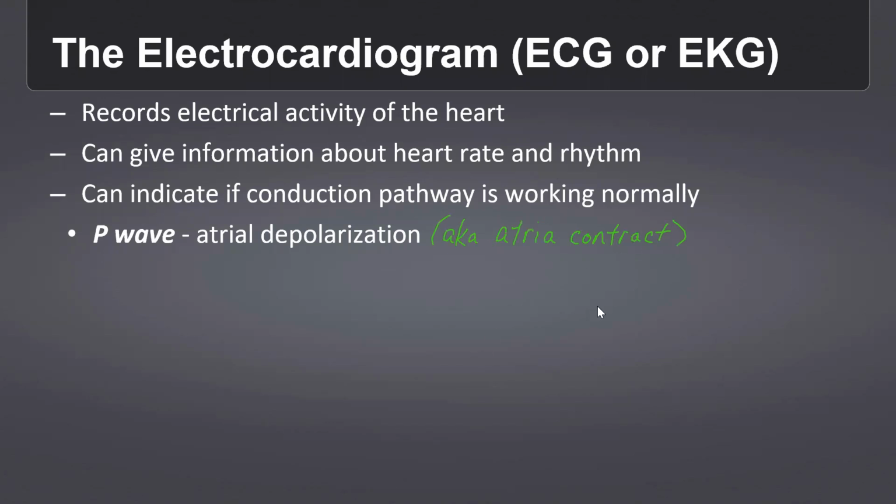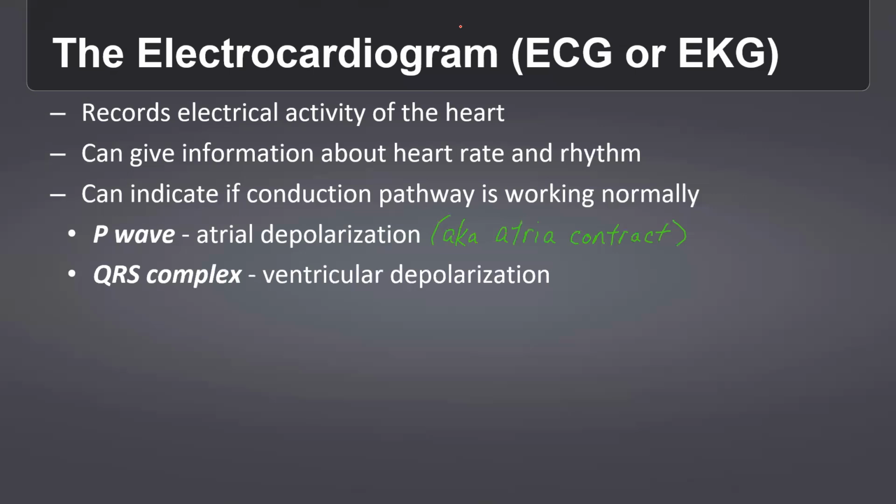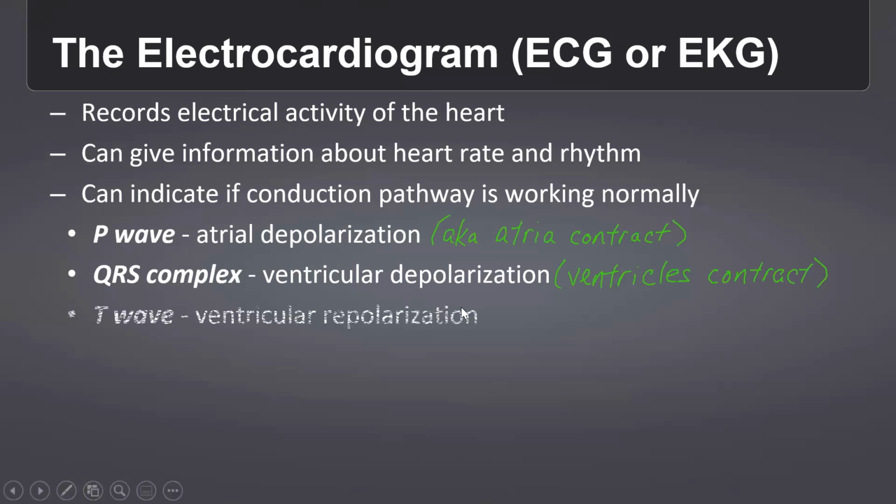So the P wave is where your atria contract. Your QRS complex, which is where it says ventricular depolarization, but that's just a fancy way of saying ventricles contract. And then lastly, you have the T wave, which is ventricular repolarization, which basically means that your atria and your ventricles relax.